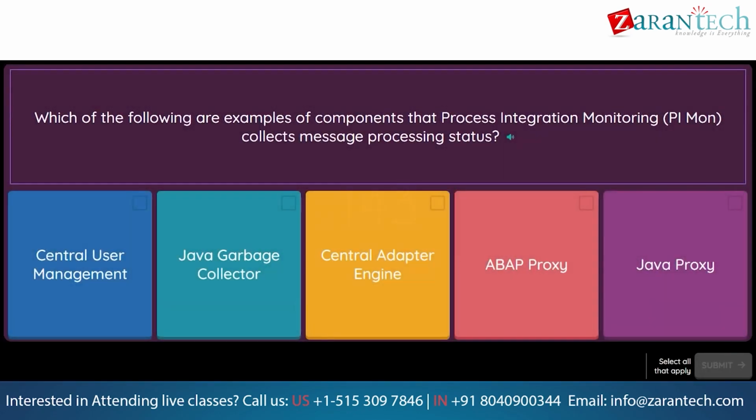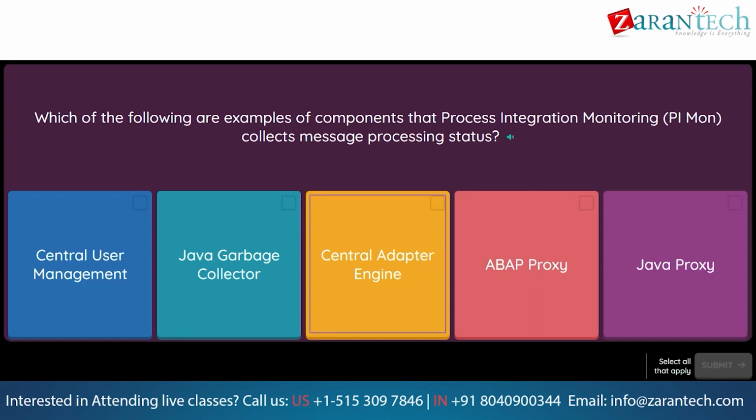Question: which of the following are examples of components from which Process Integration Monitoring, PIMon, collects message processing status? Option 1: Central User Management. Option 2: Java Garbage Collector. Option 3: Central Adapter Engine. Option 4: ABAP Proxy. Option 5: Java Proxy.